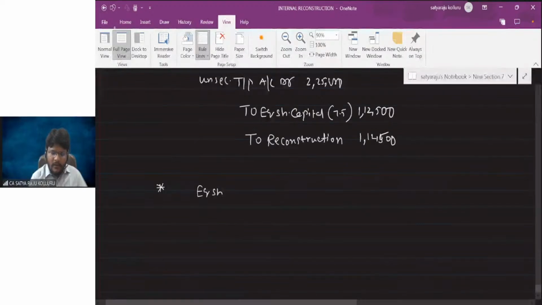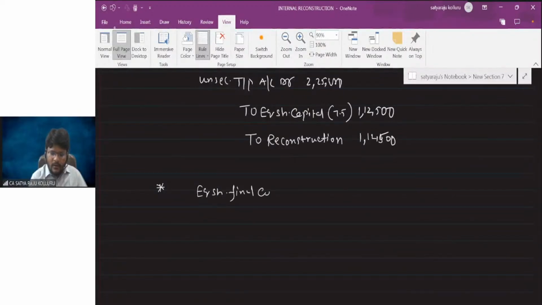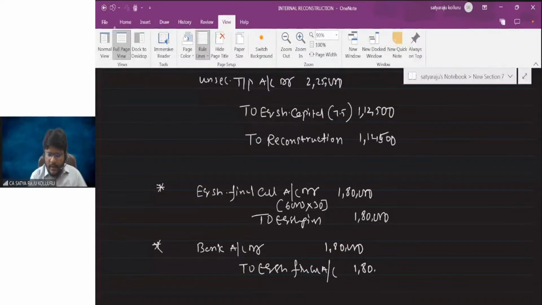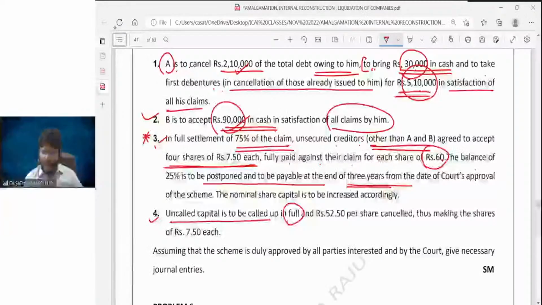Equity share final call account debtor to equity share capital for 6,000 shares, 30 rupees. That is 1,80,000. If you receive the call amount, then bank to equity share final call account. Right? These are the entries at the time of making a call from equity shareholders.